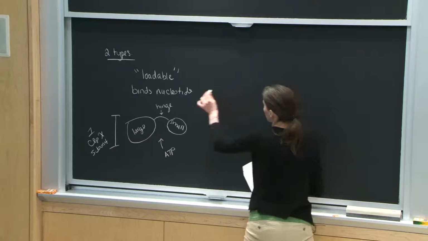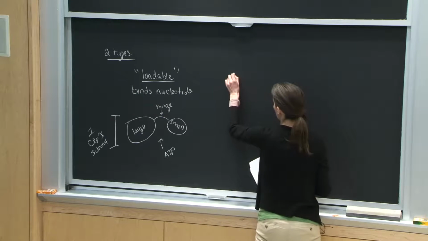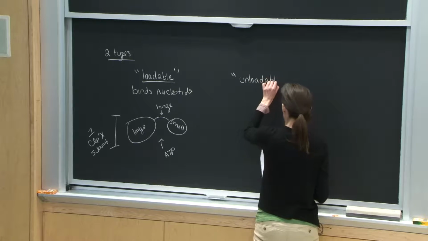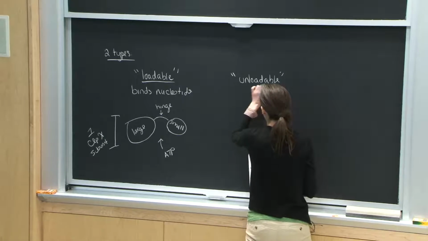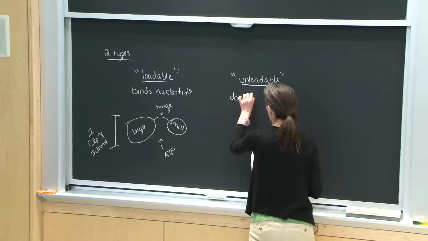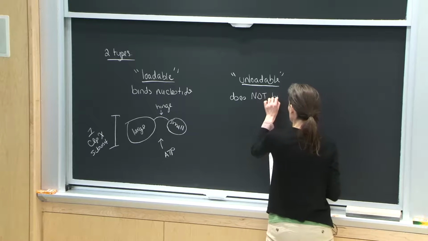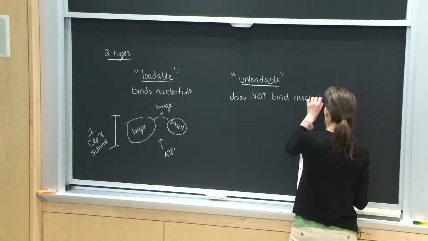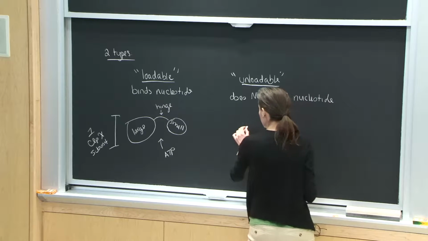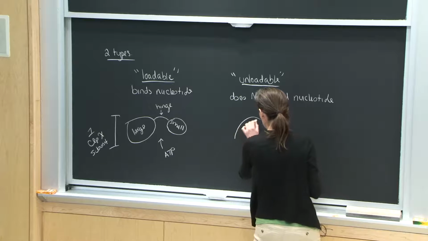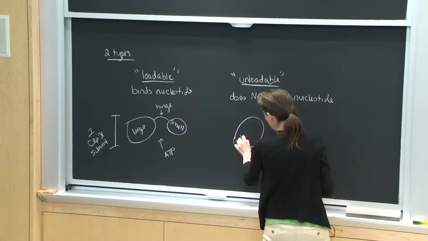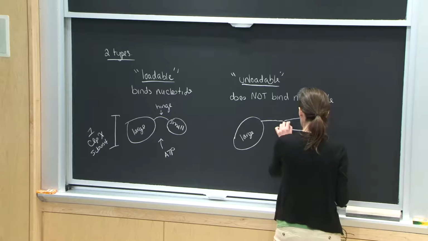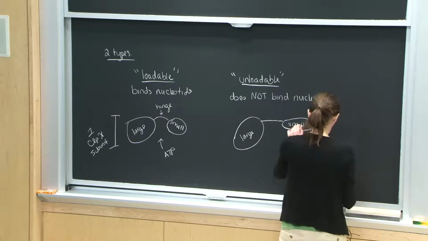And so the other type is described as unloadable. And this type of subunit does not bind nucleotide when in this unloadable conformation. Okay, and so we can draw this kind of like here, again we have the large subunit. Okay, and there's a change in conformation, and here's the small subunit.